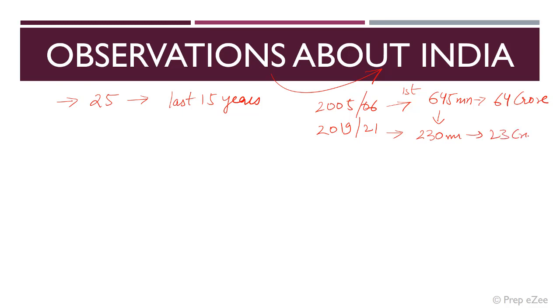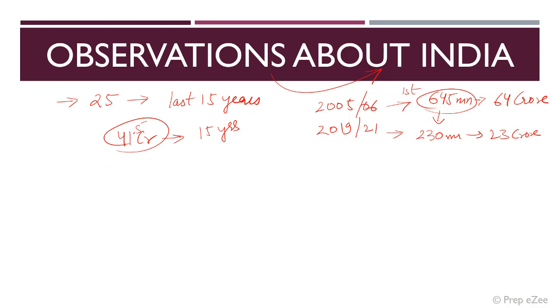So you can see that there is a huge difference. Almost 41 crore people have come out of multidimensional poverty in these 15 years. So that is an outstanding achievement, and it would be better if you could remember these facts. That is 64 crores in 2005-6 and 23 crores in 2019-21. In fact, you can directly write that 41.5 crore people have come out of poverty in 15 years in India.